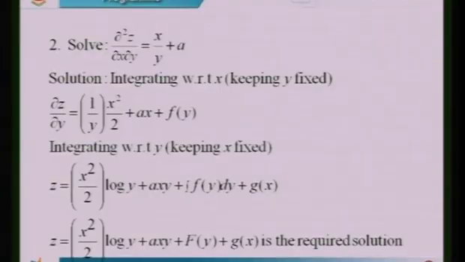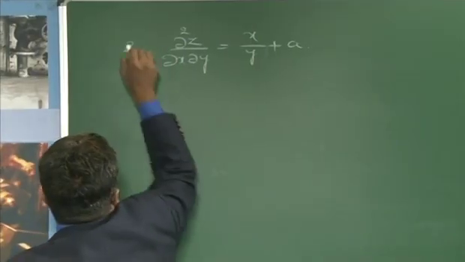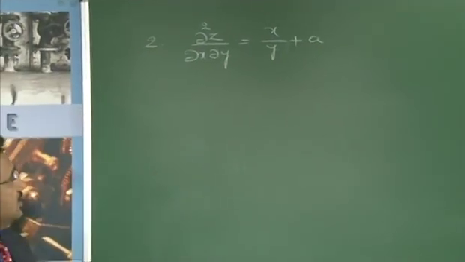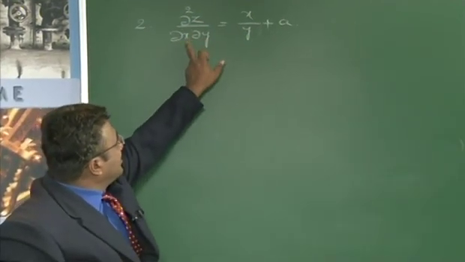The second problem here, not taken. ∂²z/∂x∂y should be equal to x/y + a. The second problem I am going to do. See here, again your z is a dependent variable on x and y.